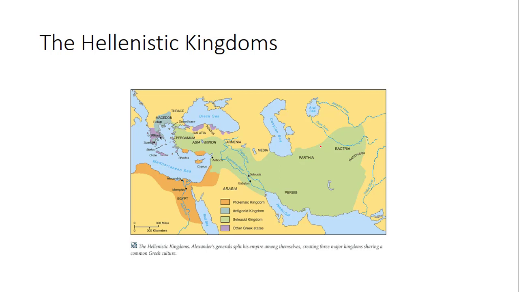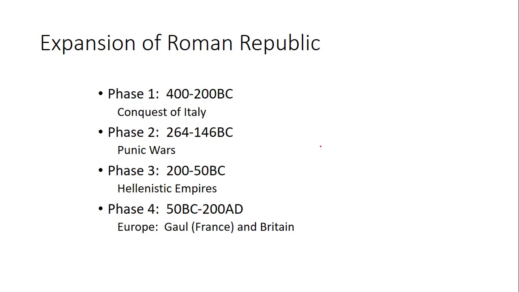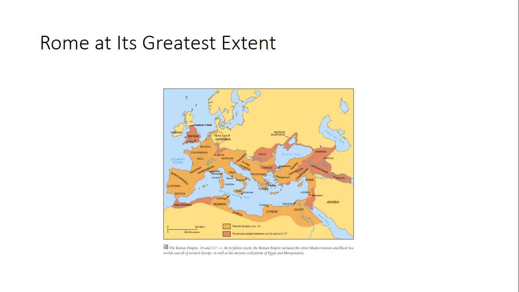And here again is that image of the Hellenistic kingdoms. So Rome now is controlling most of that area. And then there's a fourth phase when Rome expands into Britain and France, from about 50 to about 200 AD, when Rome has now transformed into an empire. And so then you can see the areas that Rome controlled at its greatest extent.